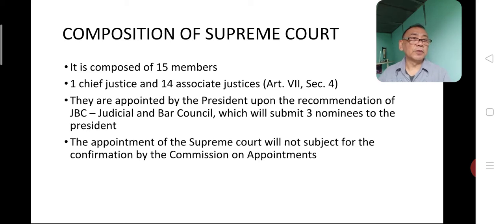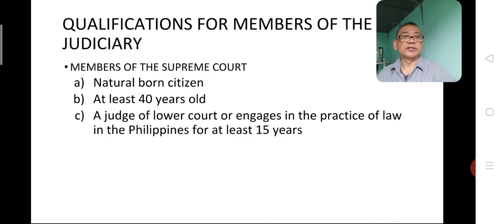The appointment of Supreme Court justices is not subject to confirmation by the Commission on Appointments, unlike the appointees in the executive department, the heads or the secretaries. Those will go to the Commission on Appointments. Now, this Commission on Appointments is controlled by the Congress, particularly the Senate. Okay. So, hindi na siya dadaan doon sa COA. Okay, that's also in the law.